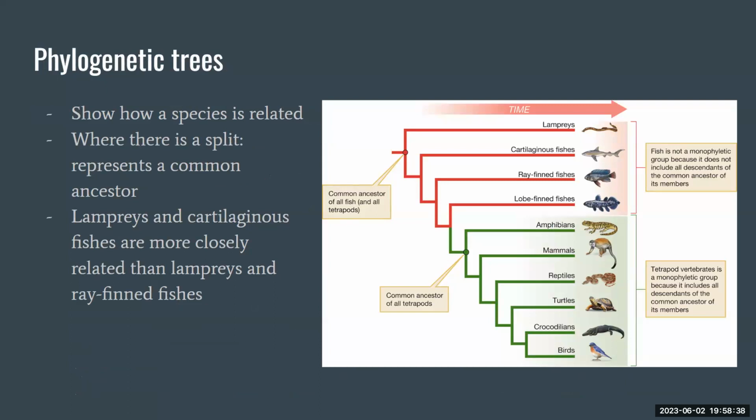But I'm just gonna move on to phylogenetic trees. And basically these show how a species is related. And where there's a split, it's called a node, and it represents a common ancestor. So in this image on the right, the lampreys and cartilaginous fishes are more closely related than the lampreys and ray-finned fishes. It's a bit complicated to explain, so if you're confused about it, it's okay.